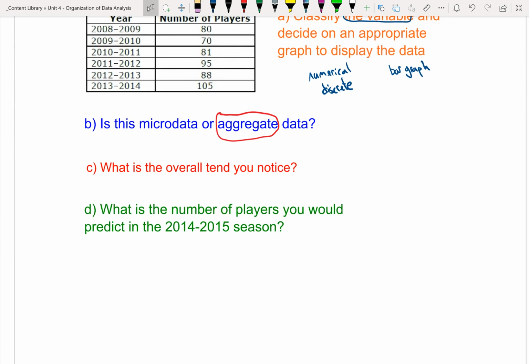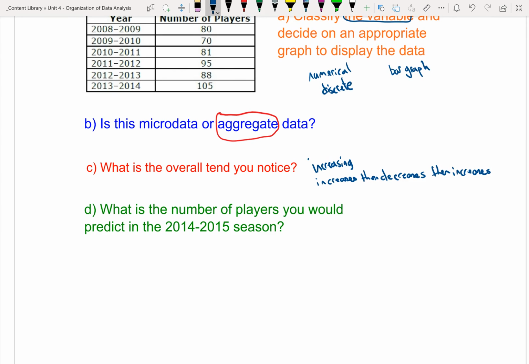So what overall trend do you notice? So overall, you could say it is increasing, or you could say it increases, then decreases, then increases again. Because you see 80 drops to 70, jumps back up to 80, goes up to 895, drops back down to 88, goes back up to 105. So you could say it fluctuates, increases and decreases and increases. You could say overall it's increasing.